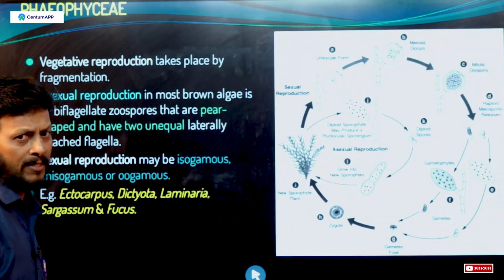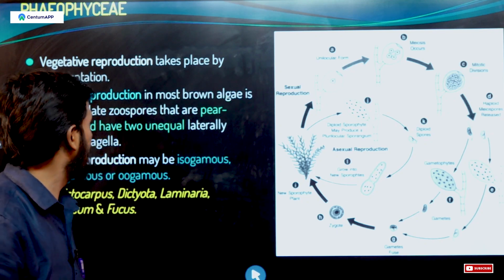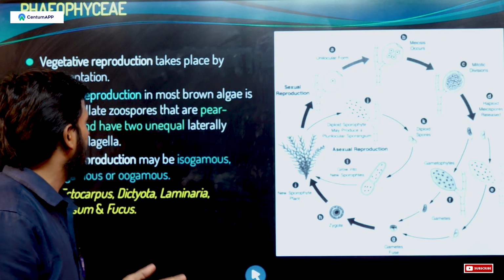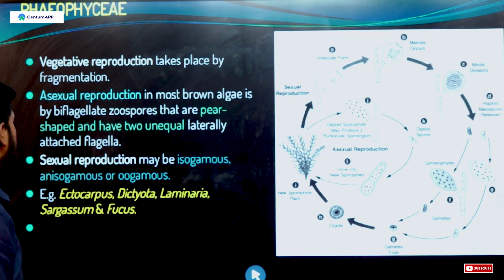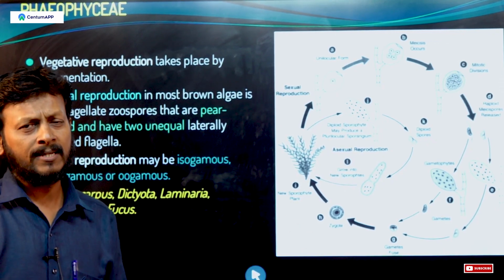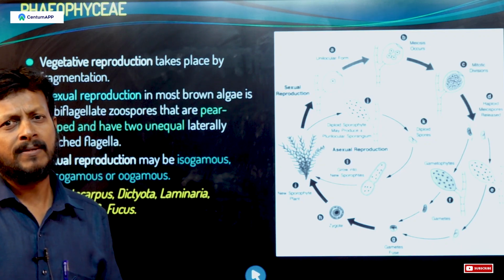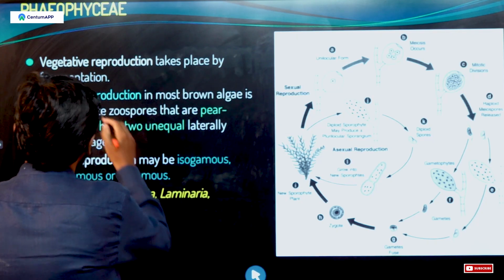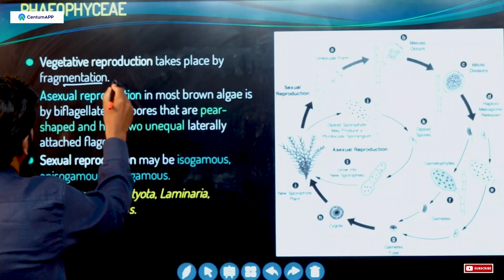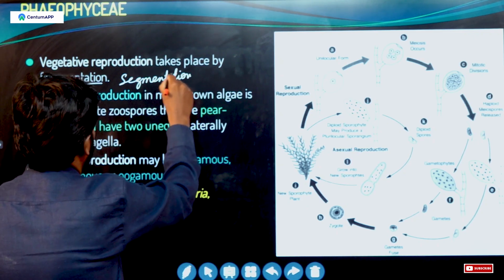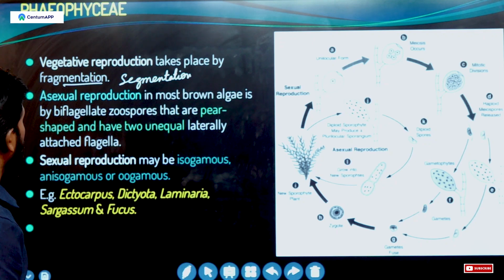In Phaeophyceae, different reproductions occur: vegetative reproduction, asexual reproduction and sexual reproduction. Vegetative means fragmentation, asexual means zoospore formation, and sexual means isogamous, anisogamous, oogamous. These are the same reproductions as in Chlorophyceae. In vegetative reproduction, fragmentation, that is segmentation, occurs. Asexual means zoospore formation.